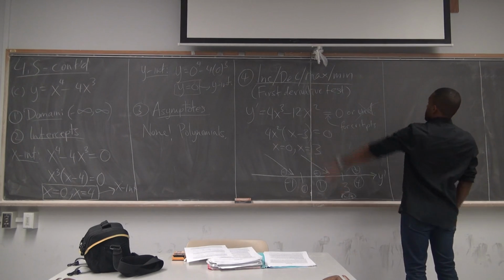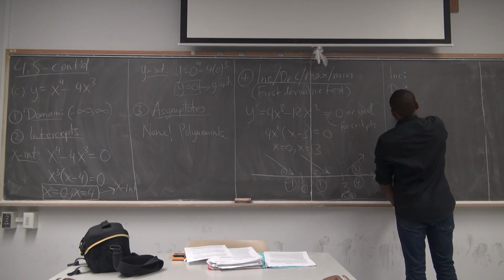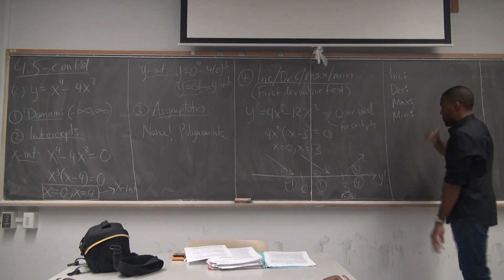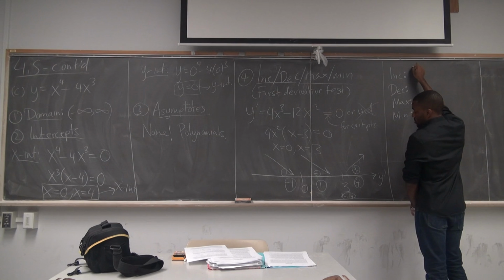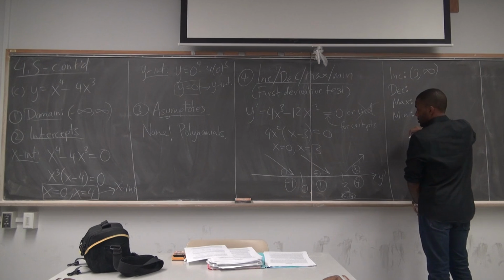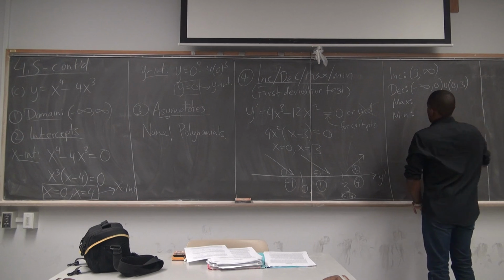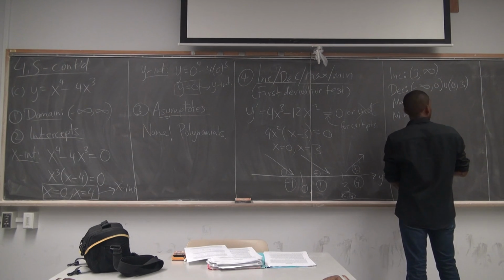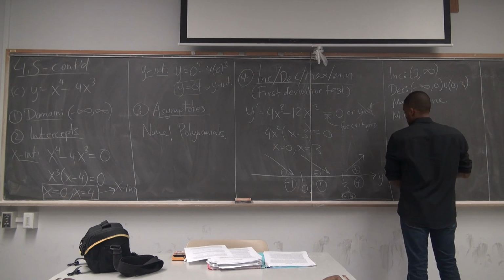So now conclusions from step 4. I must say where I'm increasing, where I'm decreasing, where I have maximums, where I have minimums. So where am I increasing? Interval. 3 to infinity, yeah. Decreasing: negative infinity to 0. Maximums: none. Minimums: 3 comma what?